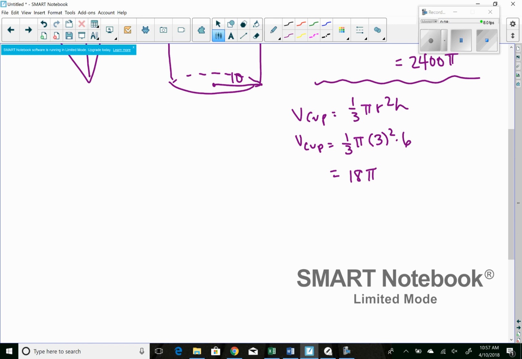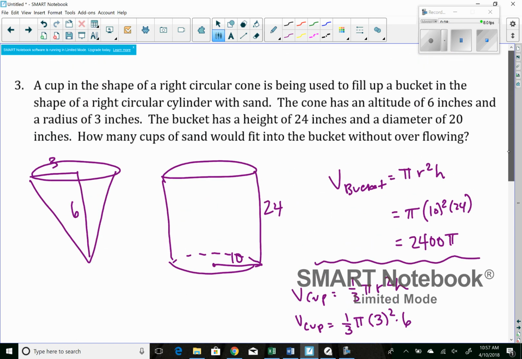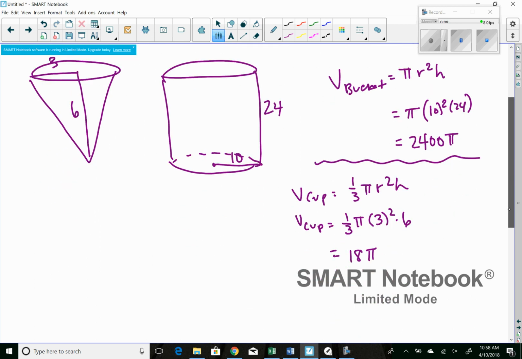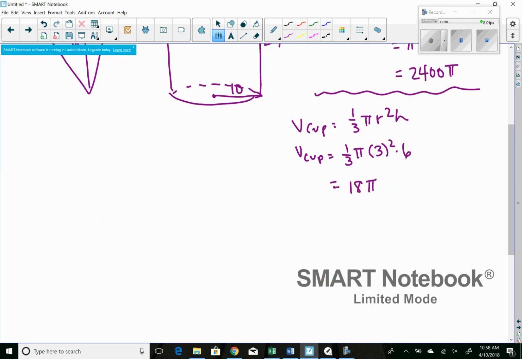Now to figure out how many cups of sand I would need to fill up this whole bucket, I need to divide these two numbers, because it's asked how many cups of sand would fit in a bucket without overflowing. So the number of cups is going to be equal to 2400 pi divided by 18 pi. The pi's cancel, so I could just do 2400 divided by 18.